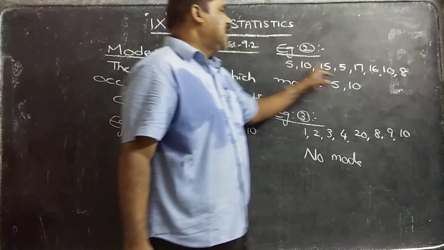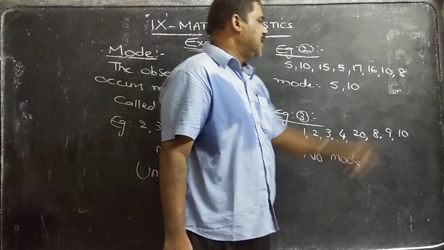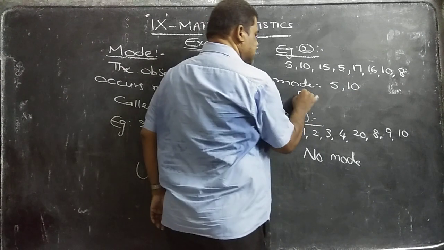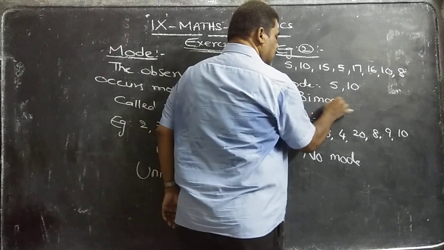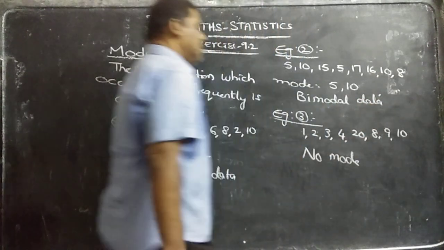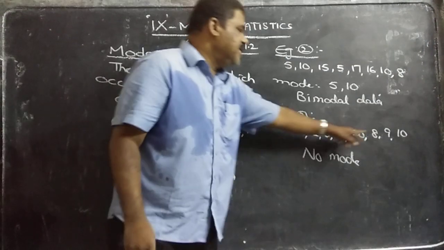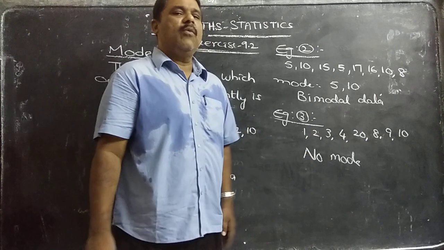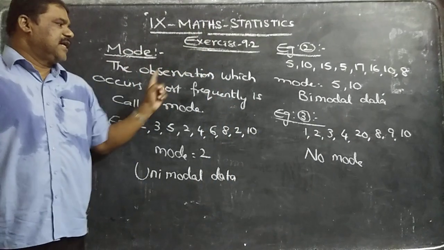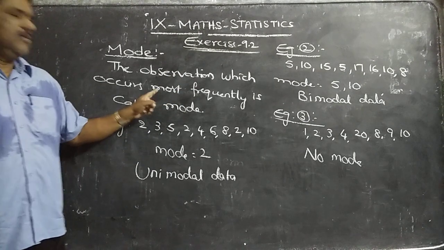Here 5 is occurring 2 times, 10 is also occurring 2 times. So mode is equal to 5 and 10. Such data is called bimodal data. Here no observation is repeated, so we have written no mode. So the observation which is occurring more frequently is called mode.